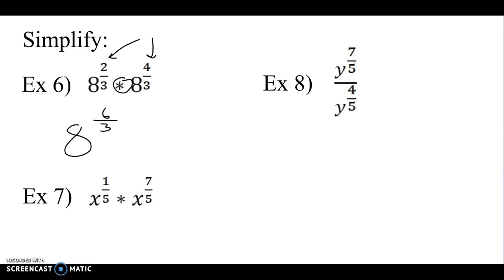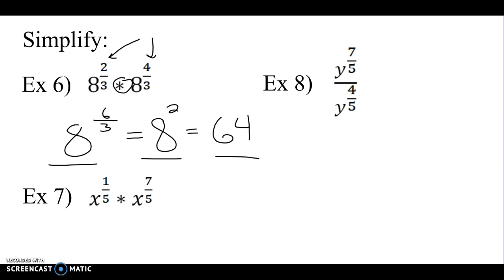Okay, so we added the exponents here because they have the same base. Now what else can we do? Yeah, so 8 to the 6 divided by 3 is 2. And we can simplify that. 8 squared is 64. These are all equivalent expressions.